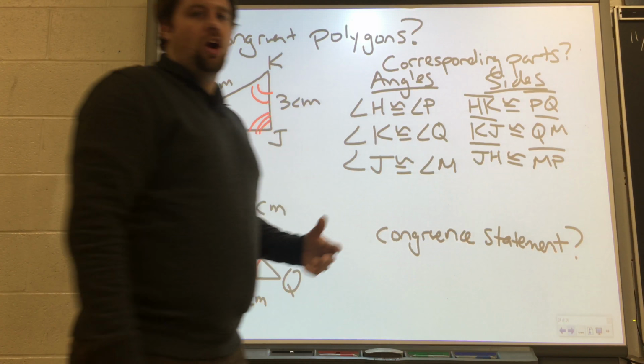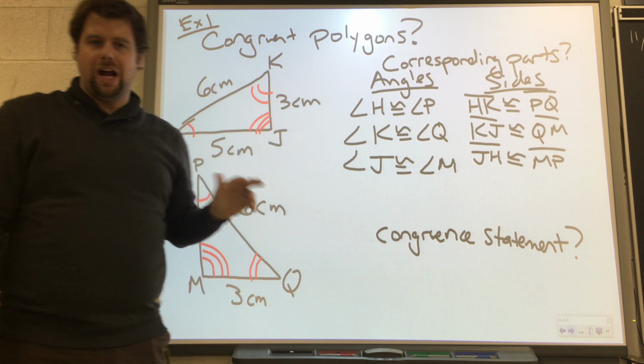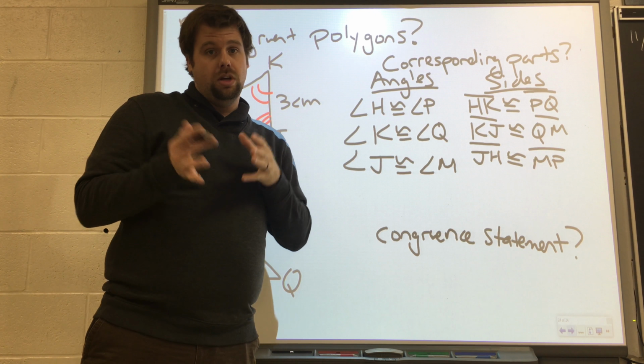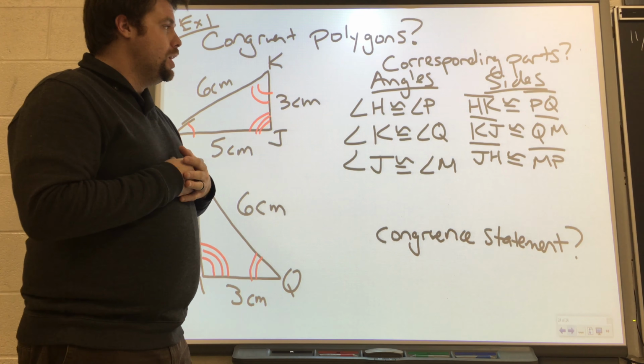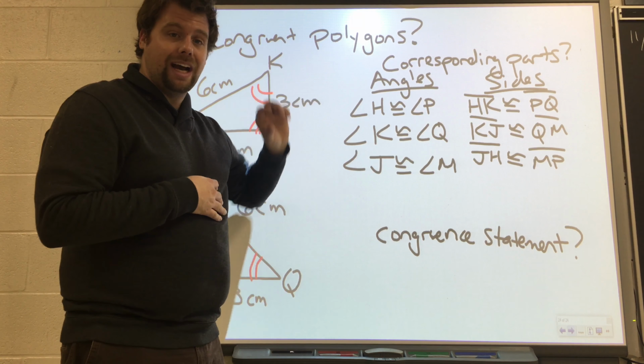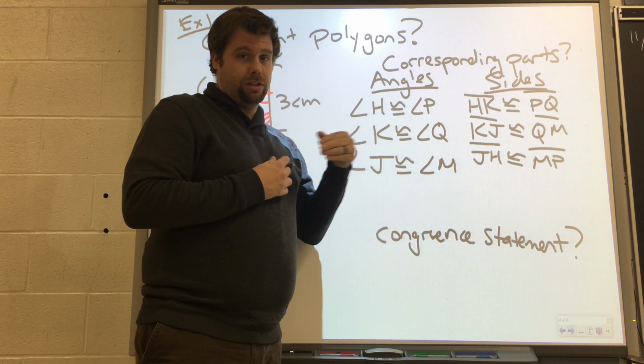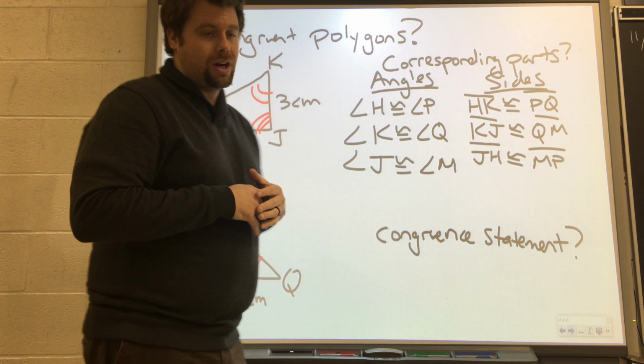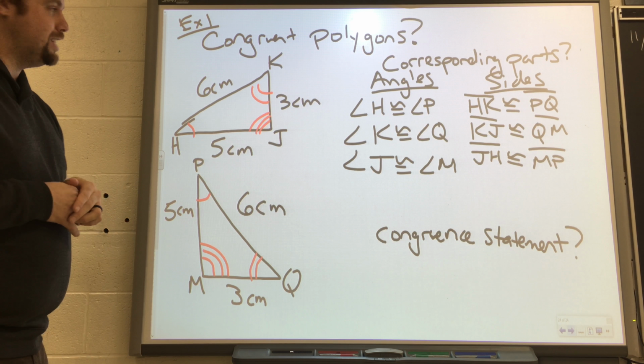If you can show that all the corresponding parts of the 2 triangles are congruent, then the triangles are congruent, or the polygons. Doesn't have to be triangles, it could be any polygon. By corresponding parts, I mean angles and sides. If you can show that the matching angle pairs are congruent and the matching side pairs are congruent, then you got congruent triangles. And then you can write your congruent statement.